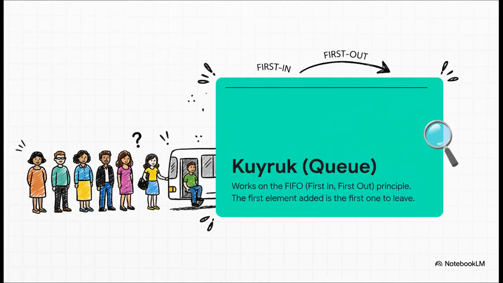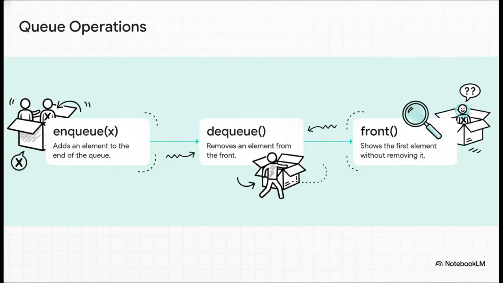The solution here is a different kind of data structure, and it's called a queue, or kuyruk in Turkish. Its principle is the exact opposite of a stack, and it's just as easy to understand. First in, first out, or FIFO. It's all about fairness. It's literally like getting in line for a coffee. The first person in the line is the first person to get their drink. And just like with stacks, we've got special terms. When someone joins the back of the line, we call that enqueue. When the person at the front of the line gets served and leaves, we dequeue them.